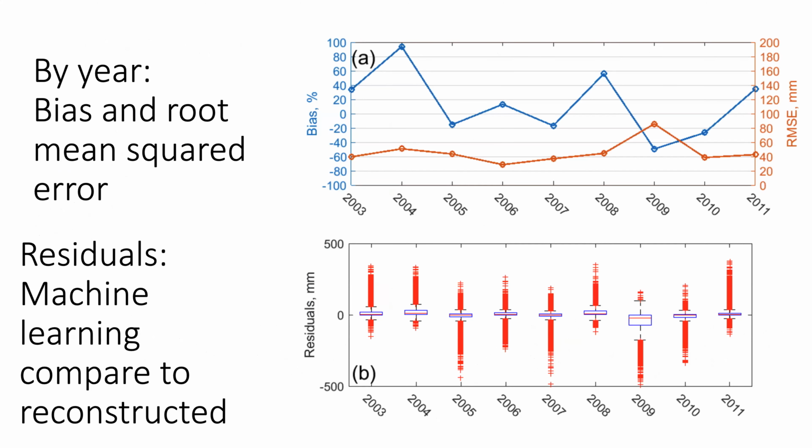Using the reconstruction as truth, as we know it accurately estimates SWE, we estimated the bias and root mean squared error by year in the top graph. Mean bias was about 14%, with errors ranging from 46 to 48 millimeters. In 2004 and 2011, you recall, were dry and wet years, and were particularly dry and wet at the beginning of the year. The bottom graph shows residuals, subtracting the reconstructed SWE from the machine learning prediction, and many of the errors fall around 0.